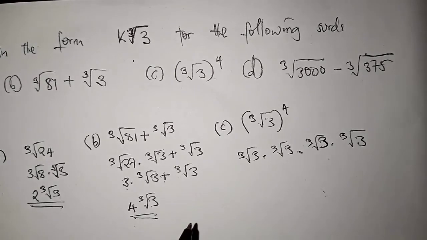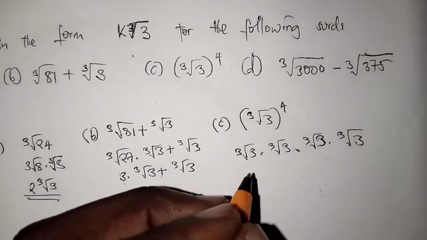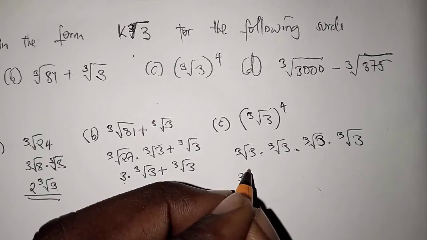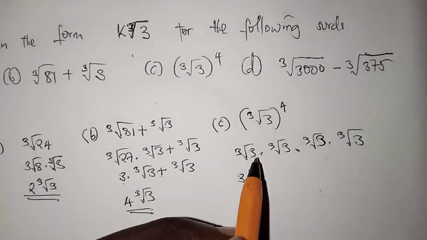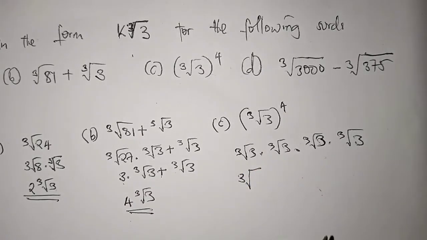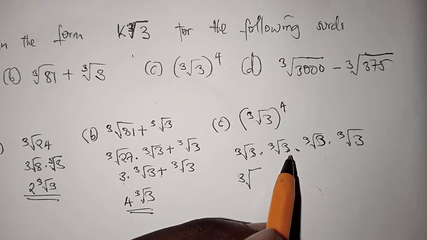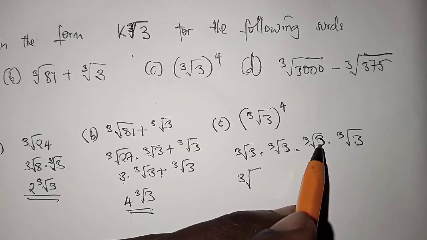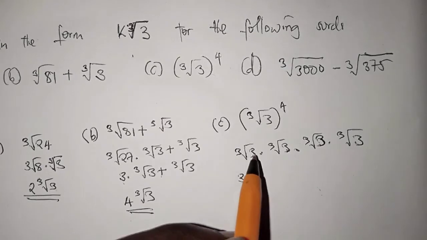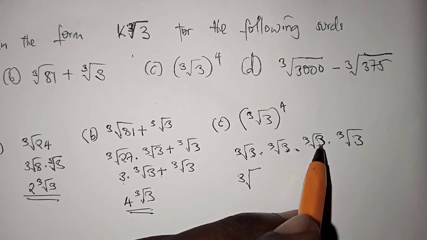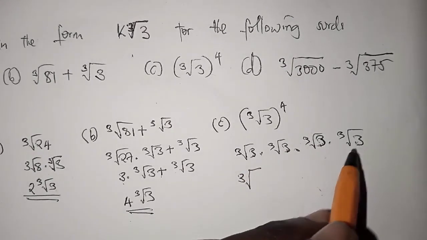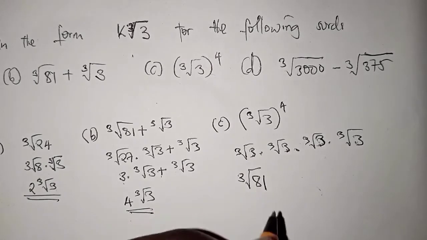Since we're doing the cube root, we're going to write our cube root there. Then we start multiplying the numbers that are in these roots. So we have 3 by 3, which will simply give us a value of 9. 9 by 3 is 27. 27 by 3, we are going to get 81 there.